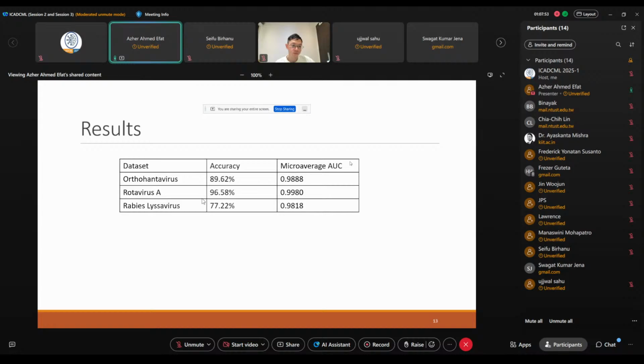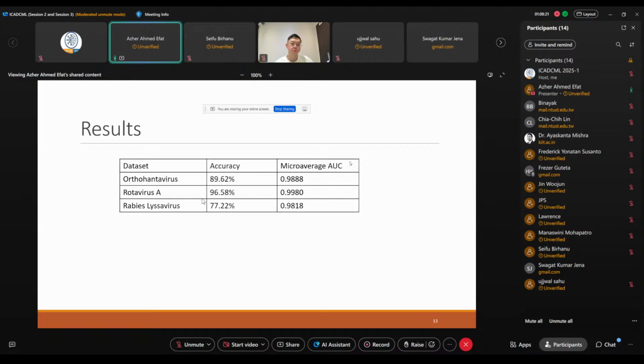So now if I talk about our evaluation, our results, we have used 5 to 6 metrics to evaluate our results, which are accuracy, micro average AUC, confusion matrix, recall, precision, and F1. In the presentation slide, we present accuracy, micro average AUC, and confusion matrix, but the other metrics are presented in the paper. We haven't shown them here because of space limitations.